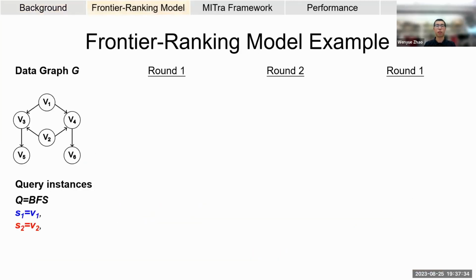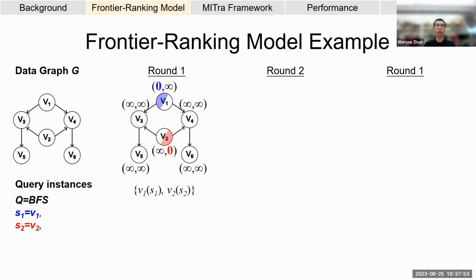Let's start with the frontier ranking model, which is the foundation of Mitra. Recall the previous multi-instance processing example. We are running 2 BFS query instances from source vertices V1 and V2. For each vertex in the data graph, we attach a pair of numbers as shown in the data graph near each vertex. These numeric vertex properties are called vertex rank. The first number corresponds to instance S1 and the second one corresponds to S2.